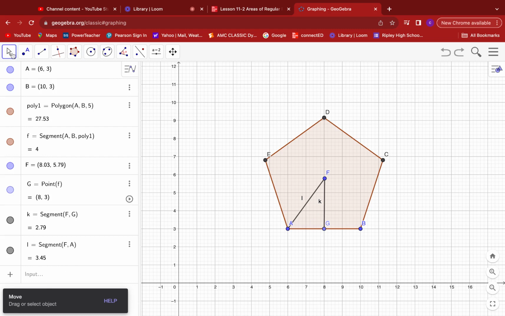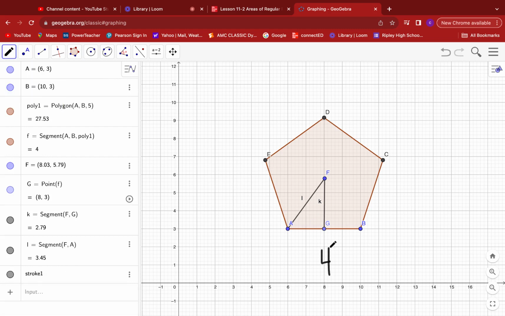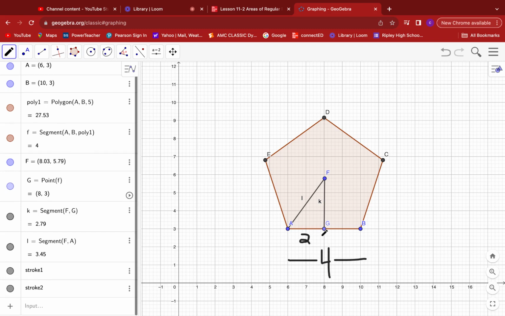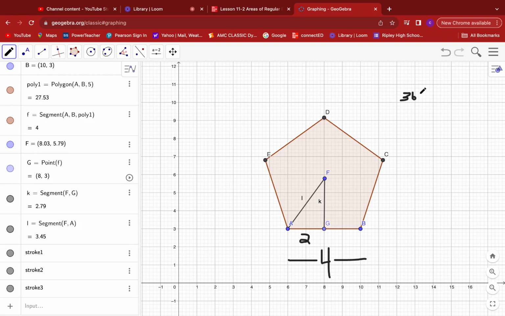The problem tells me that every side is 4. That means from A to B is 4. That also means A to G, or the side of my right triangle, is 2, because 2 and 2 make 4. Now I have to take 360 and divide by how many sides there are, because I need the central angle here, but then I have to divide it by 2 to find the actual angle inside this right triangle.